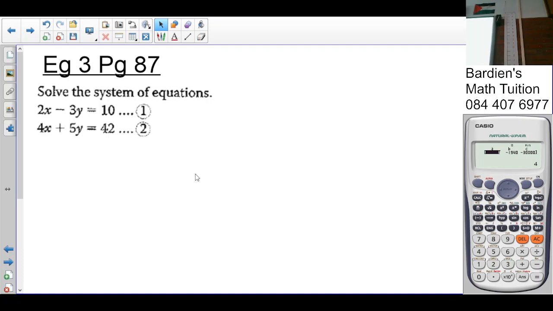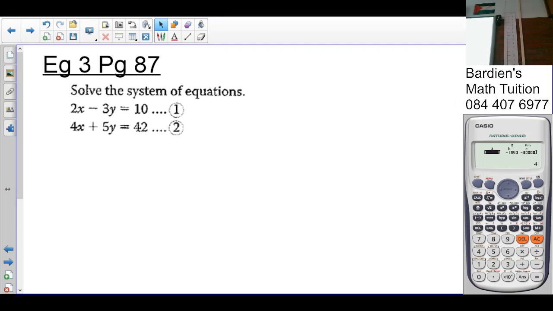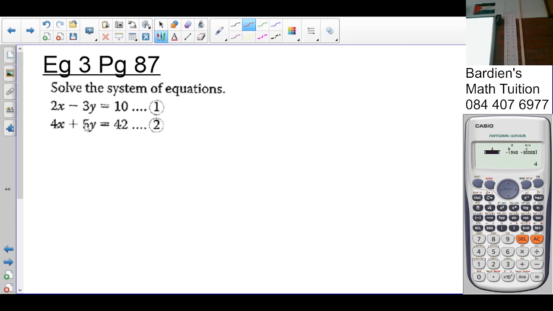As you can see, for x you got 2x and 4x. Are these coefficients the same? We got 3y and 5y. Are those coefficients the same? No. But if we want to eliminate the x, then for the coefficients to be the same, what is the LCM between 2 and 4? The LCM is 4. Not so?